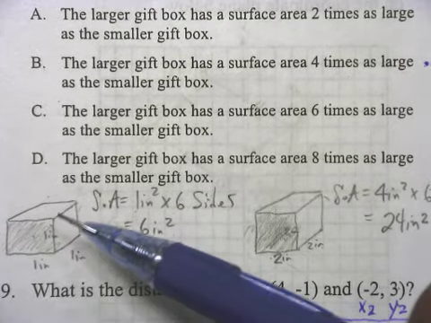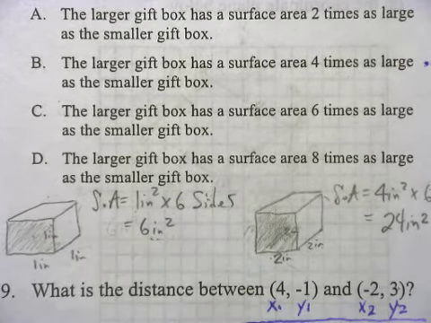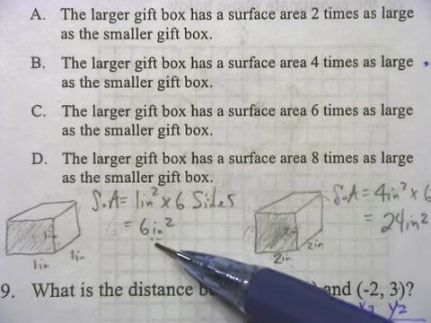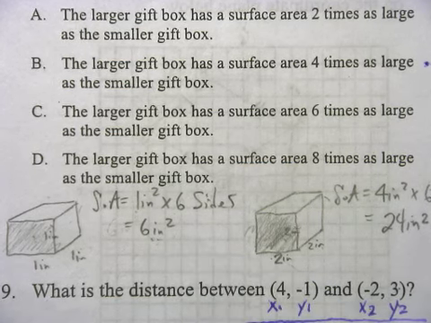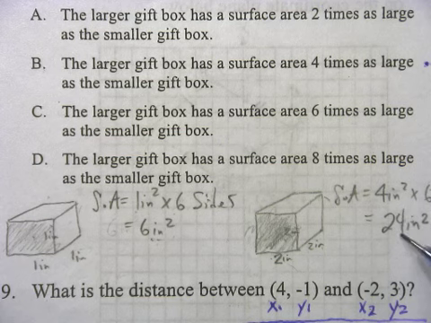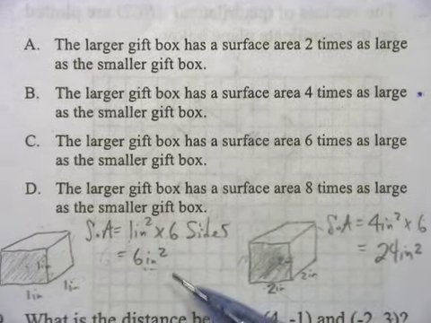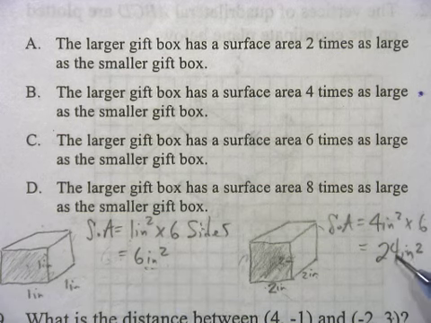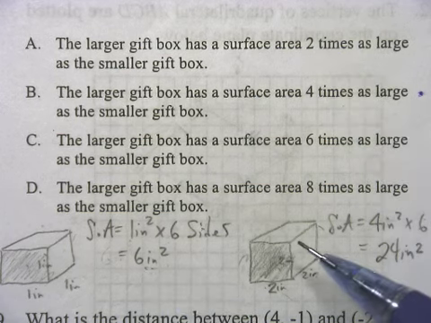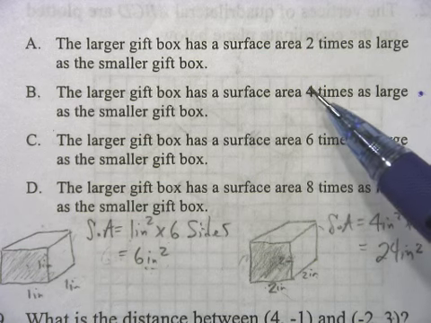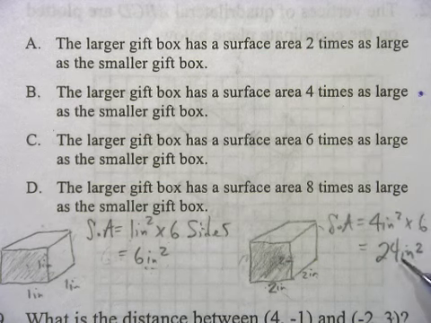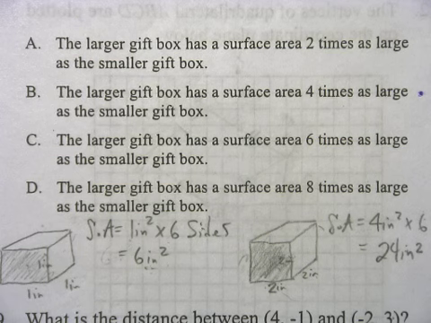So I can see here that my first rectangular prism has a surface area of 6 inches squared. And I can see that my second has a surface area of 24 inches squared. And I can see here then that what happened to the surface area? It went from 6 to 24. Is that double, 2 times as large? No. Is that 4 times as large? Yes, it is. 6 times 4 is 24.